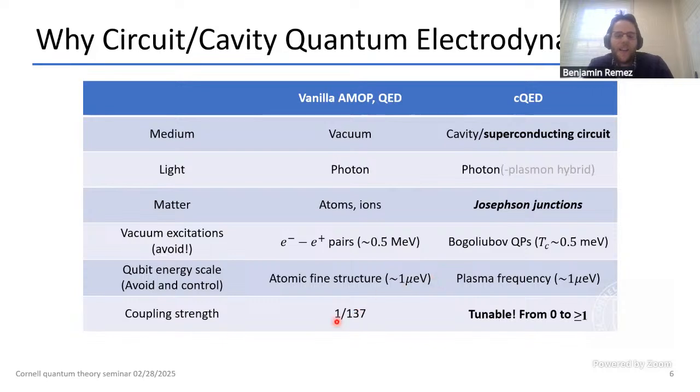And then there's the coupling strength of the electrodynamics. In the vacuum, it's the fine structure constant, 1/137. In circuit QED, depending on how you design your circuit, you can cook up a tunable coupling constant, which can range from effectively 0 to something that meets or even exceeds 1 in the correct units. So this is how we realize those strongly coupled systems.